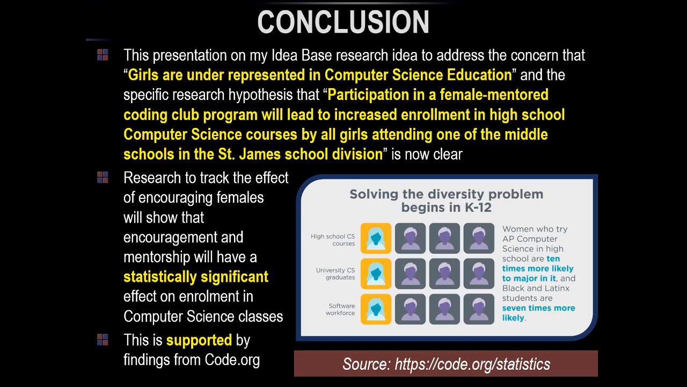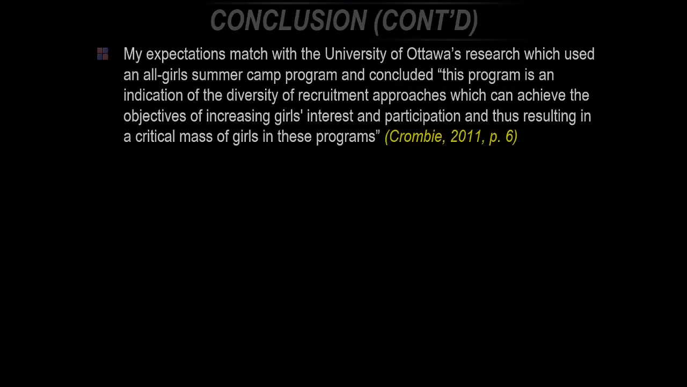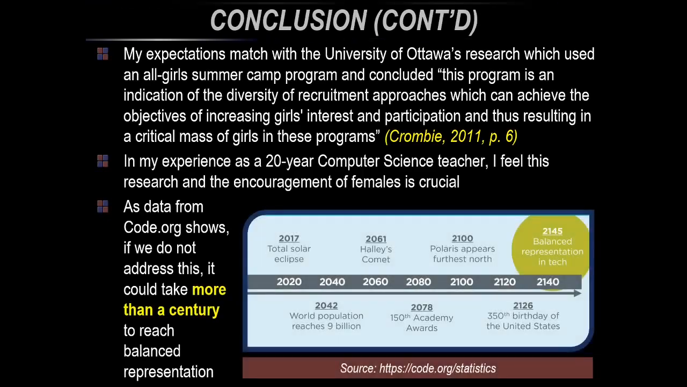That this research will track the effect of the encouragement of female mentorship of girls of the same age, and will show statistically significant effect on that enrollment level and subsequently other educational byproducts. You can see that this is supported by a lot of the research done by organizations like CS Can, where women who tried computer science in high school are 10 times more likely to major in it. And this leads to, again, more citations from me from the University of Ottawa research, as well as my own experience as a 20-year plus computer science teacher, that the encouragement of females is crucial.